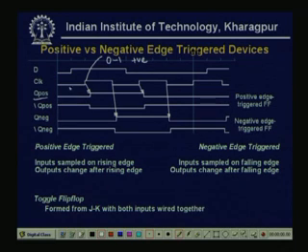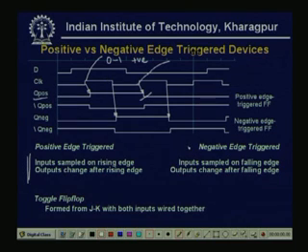Similarly, when the clock changes from 0 to 1 here, only then will the output change. So, the input is sampled on the rising edge and the outputs change after the rising edge. This has been shown here. The rising edge is the positive edge.